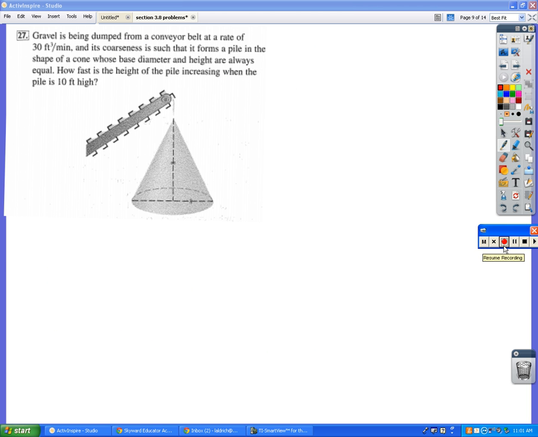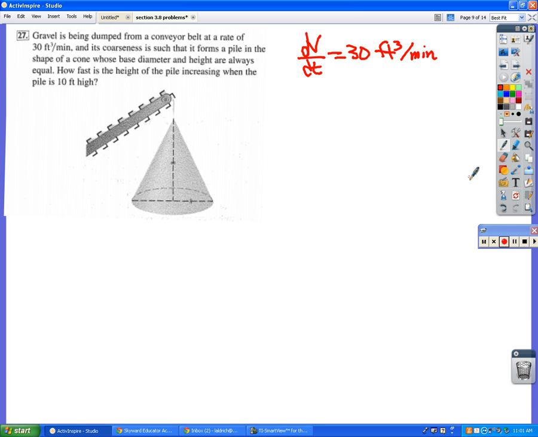Okay, gravel is being dumped from a conveyor belt at a rate of 30 cubic feet per minute. So once again, we know the dV/dt is equal to 30 cubic feet per minute.